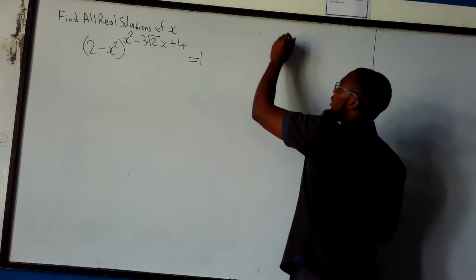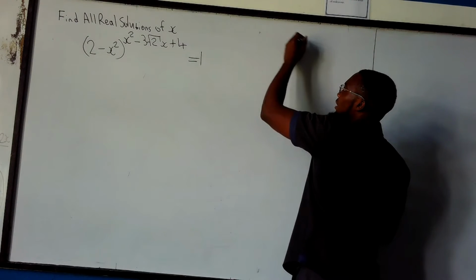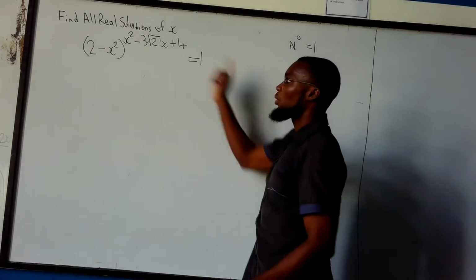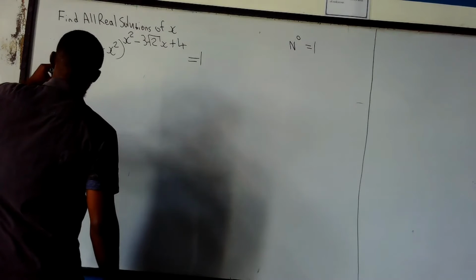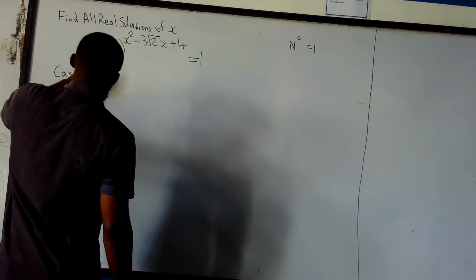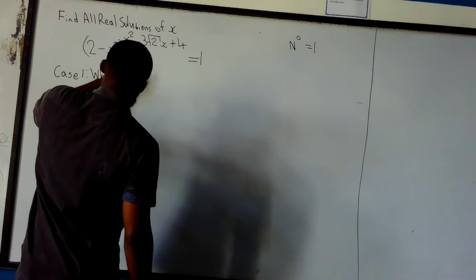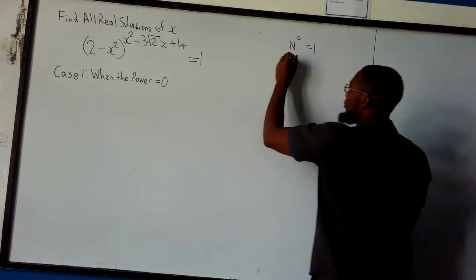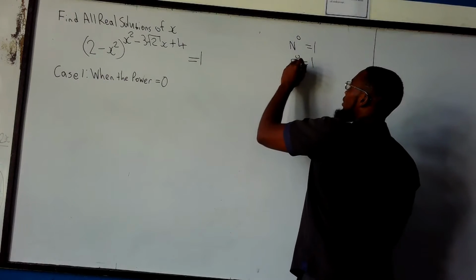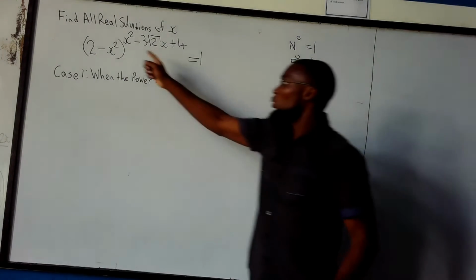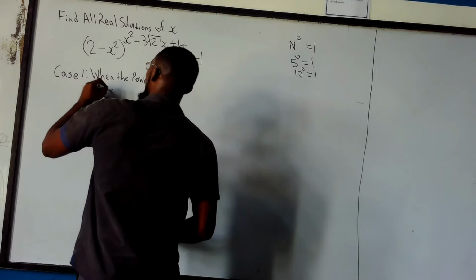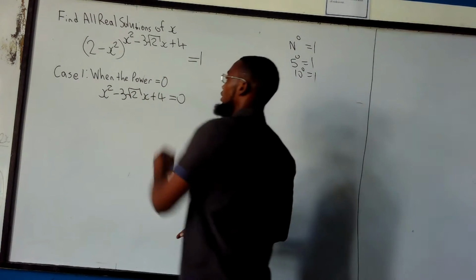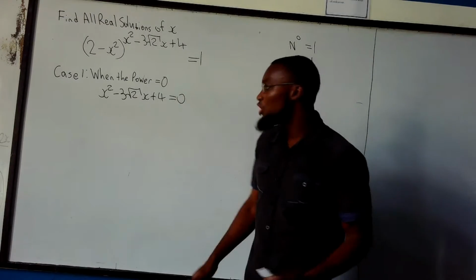Any number raised to the power of 0 is equal to 1. So the first possibility is if the power is 0. So case 1, when the power equals 0. As I just showed you, any number to the power 0, no matter what the number is, gives 1. So in this power here, x squared minus 3 root 2 x plus 4 is equal to 0. That's going to give us some solution for x.